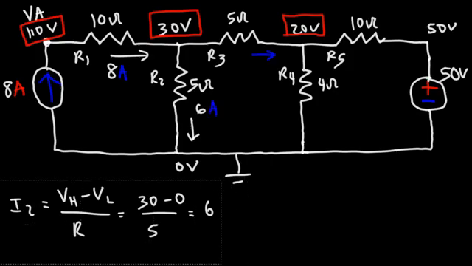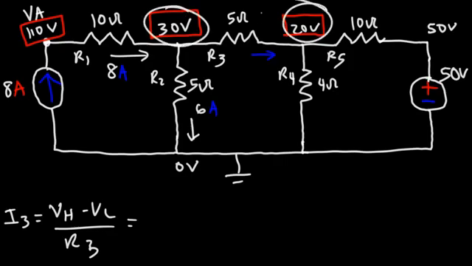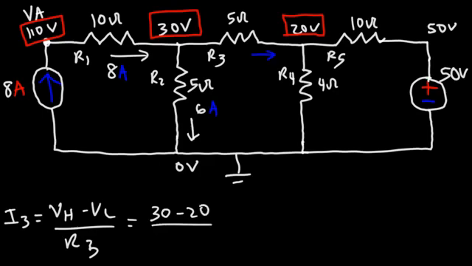Now let's calculate I3 using the same formula. VH minus VL over R3. So I3 flows from a potential of 30 volts to a potential of 20. So this is going to be 30 minus 20 divided by R3, which is 5. 30 minus 20 is 10. 10 divided by 5 is 2. So I3 is 2 amps. Now, does that answer make sense?